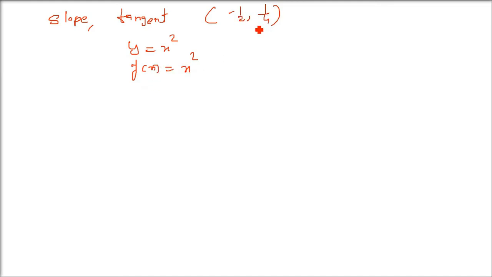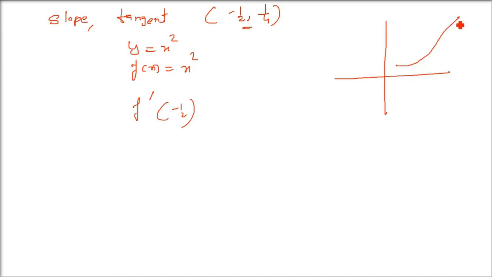Y is x squared, that is, f(x) is x squared. So essentially you are trying to find f dash at the point x, and the x point in this xy coordinate is minus half. So you are trying to find f dash of minus half. I don't know what kind of curve it is, let us assume it to be any curve. I have this point minus half and 1 by 4, and I'm trying to find the tangent and the slope of this tangent. Don't worry about the y value, only worry about the x value.